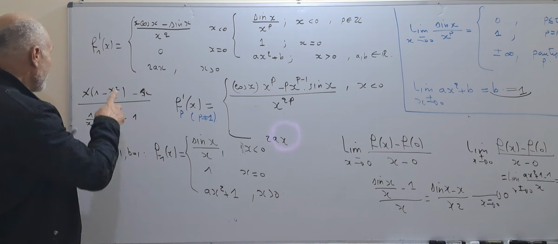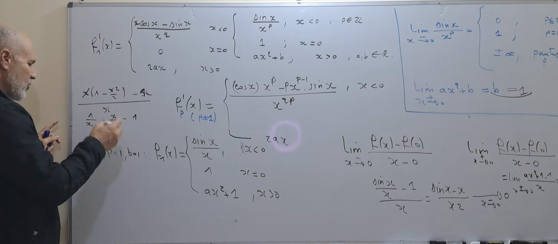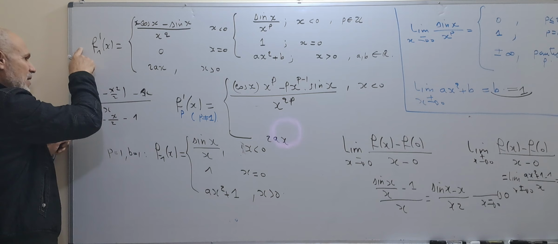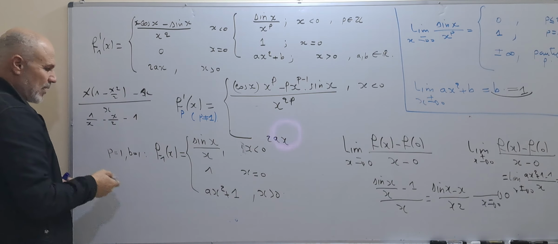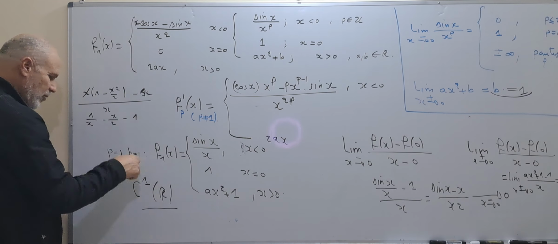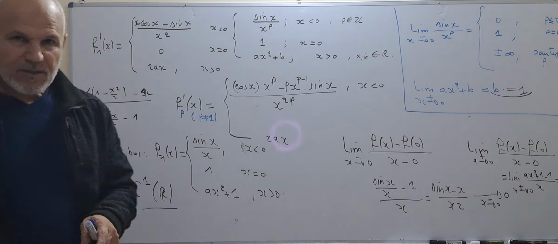Okay, the derivative is not continuous, so we cannot say that f1 belongs to C1. We can say that f1 is differentiable, but it is not in C1 on R, since its derivative is not continuous at 0. Thank you very much. See you next time.